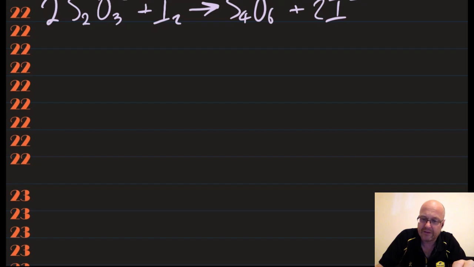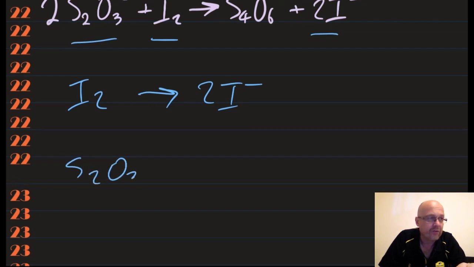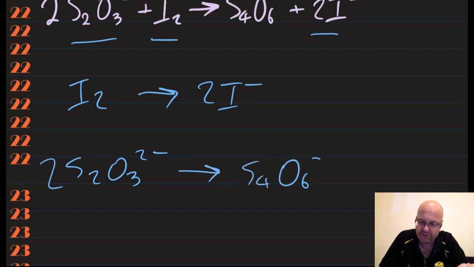Okay, so basically just split them into two. I've got I2 turns to 2I minus, and then I've got S2O3 2 minus turns to S4O6 2 minus. Right. So I don't want to do both of those. I want to work out which one I need. So I need the oxidation. Oxidation is loss of electrons.